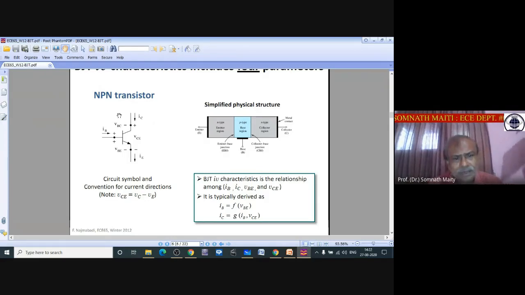Also note base to emitter voltage. What does it mean? VBE is equal to VB minus VE. So that is written as VBE. Similarly, VCE means VC minus VE. Today I am going to discuss the IV characteristics. In the lab you may have to draw the IV characteristics of a transistor.